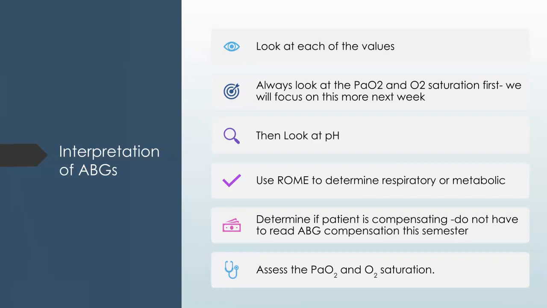Then you're going to look at your pH. That's going to tell you if something is acidotic or alkalotic. Then you're going to use ROME to determine respiratory or metabolic, and I'm going to discuss that more on the next slide. And then you determine if the patient is compensating. We are not going to read partially compensated or fully compensated ABGs. That'll be in your further ones. But you will assess the PaO2 and oxygen saturation, determine again if we need to do that oxygenation.